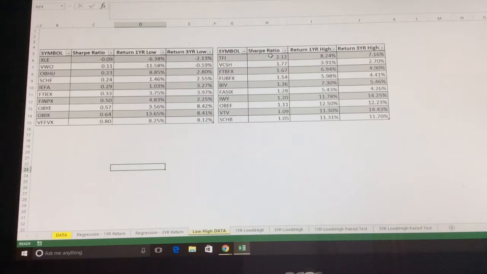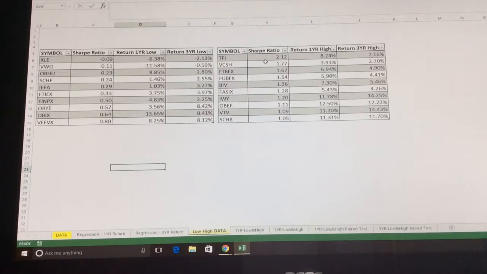To the side here, what we did then is, out of the 25, we selected the 10 funds that had the highest Sharpe ratios. So we ditched the other 5. So now we're comparing a total of 20 funds, 10 being the lowest Sharpe ratios and 10 being the highest. So we have two sets of data.